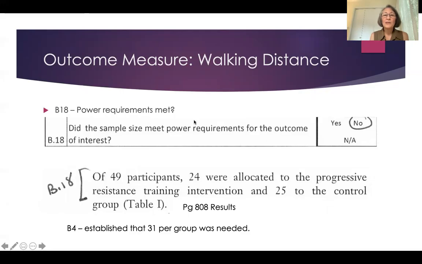Did the sample size meet power requirements for the outcome of interest? And here we have to answer no. They said of the 49 participants, 24 were allocated to the progressive resistance training intervention and 25 to the control group. But remember, on B4 in our design, when they did their a priori power analysis, they established that they needed 31 per group, but they only had 24 and 25. So the study is underpowered.